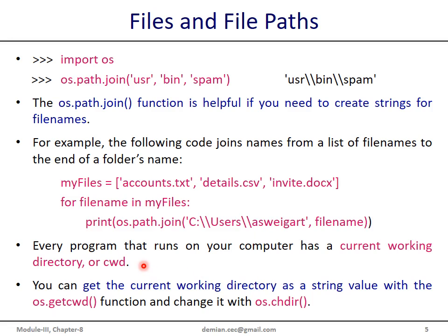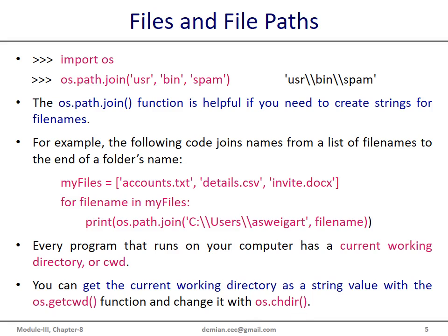Every program that we run on any computer has a current working directory, also called CWD, and we can get the current working directory as a string value with the function, which is also part of the os library, called getcwd. This function will return the complete path of the current working directory. You can also change the current working directory by using the function os.chdir.